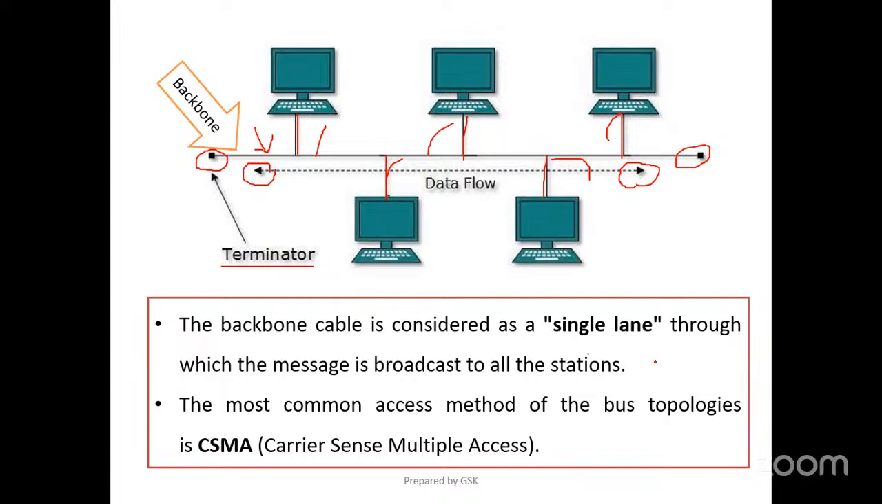And the most common access method of bus topologies is CSMA. This is a very important point. How can the data be accessed if the data is available in the main cable or backbone cable? For that, in bus topology, the access method used to access the data is CSMA. CSMA stands for Carrier Sense Multiple Access.